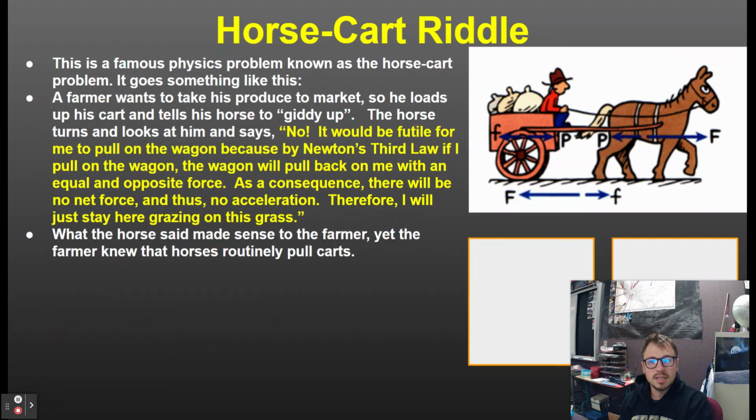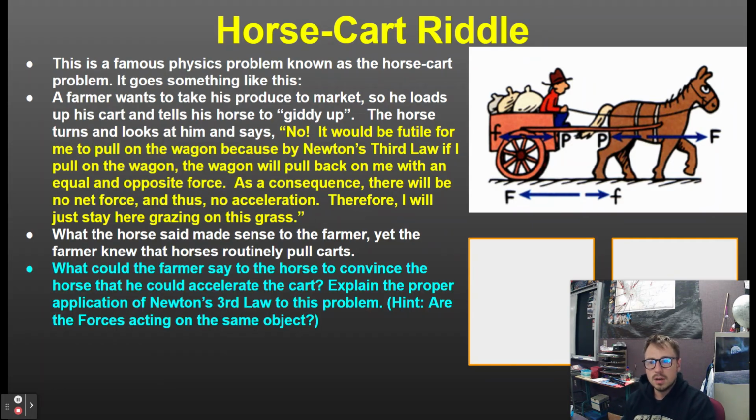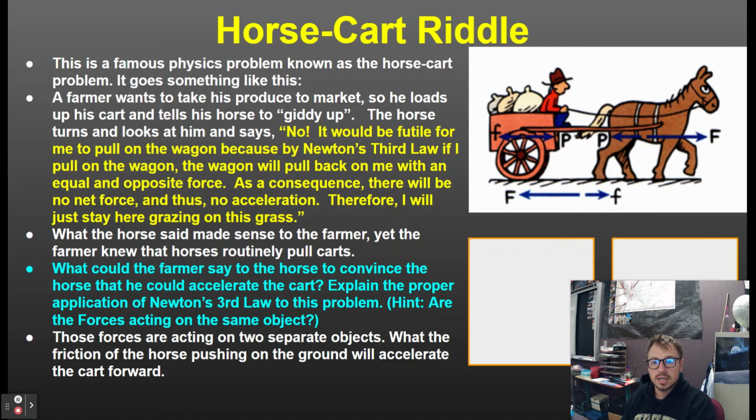Well, what the horse said made sense to the farmer, yet the farmer knows that horses routinely pull carts. So what could the farmer say to the horse to convince the horse that he could accelerate the cart? Explain the proper application of Newton's third law to this problem, and I'll give you a little hint here. Are the force pairs acting on the same object? These force pairs are acting on 2 separate objects. The friction of the horse pushing on the ground will accelerate the cart forward.